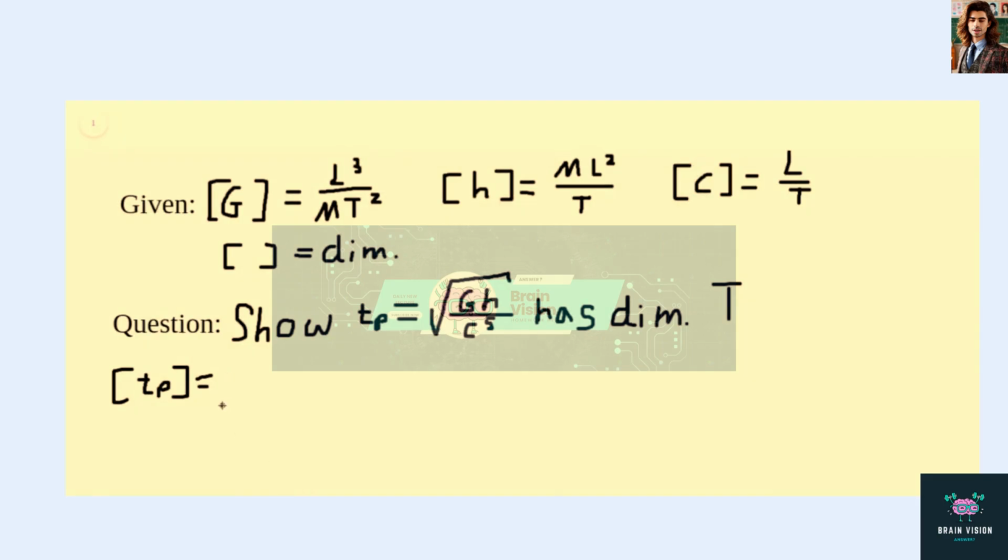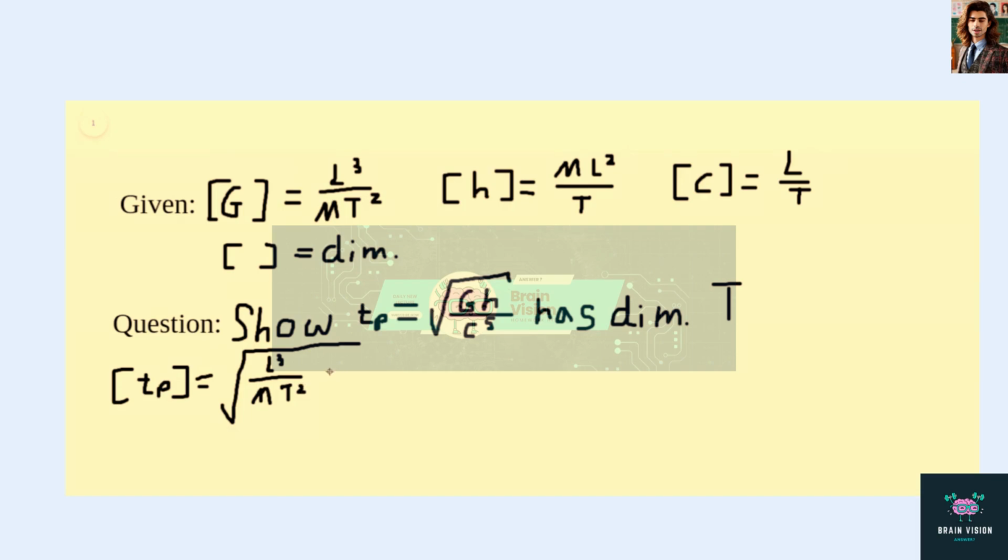Okay, so let's go ahead and do that. Let's find the dimensions of T sub P. So write the bracket because we're finding dimensions of T sub P. Well, let's write what T sub P is equal to. Let's write what it's equal to in terms of its dimensions. So the first one is G, which has dimensions of length cubed divided by mass times time squared.